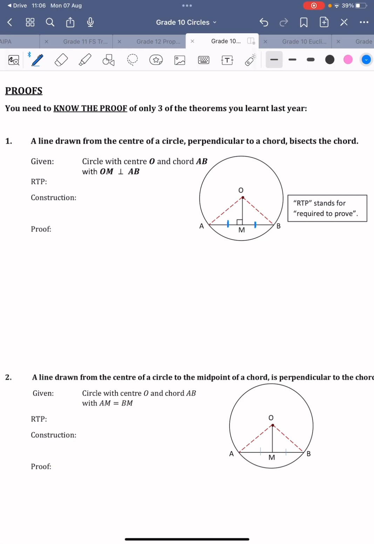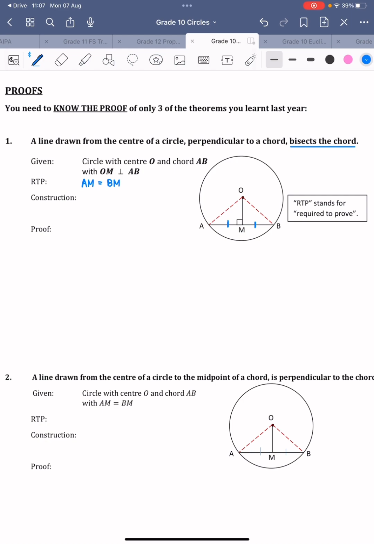RTP stands for required to prove. So what are we proving, guys? What does the theorem say? It says that the line bisects the chord. So that is what we have to prove. So basically we have to prove that AM is equal to BM. That is the required to prove. So our final line in our proof has to be, therefore AM is equal to BM with whatever reason. Okay, that is our final thing that we have to say.